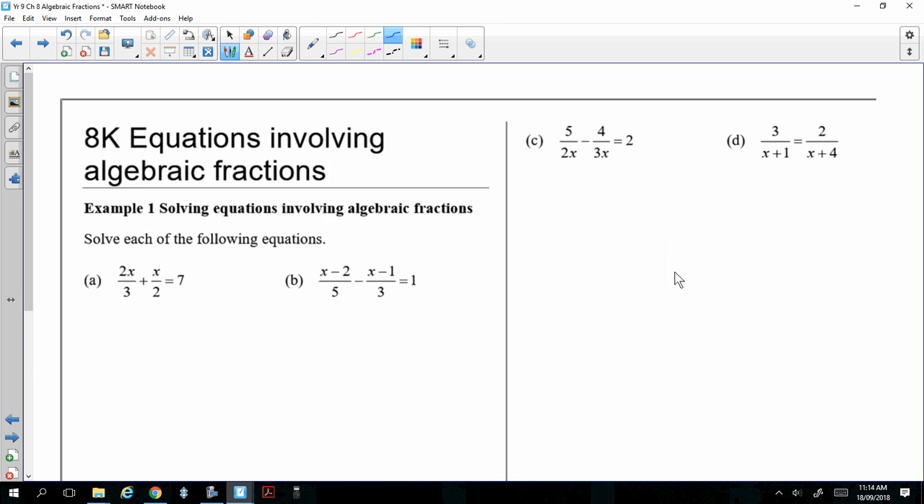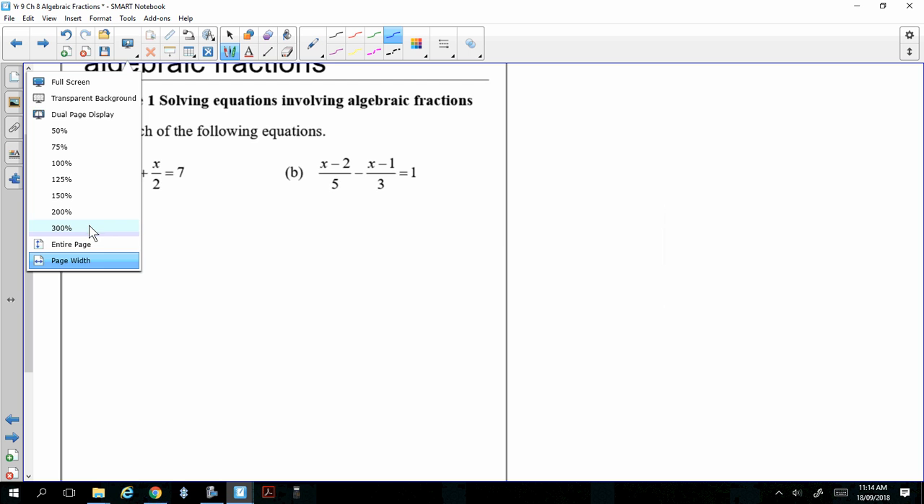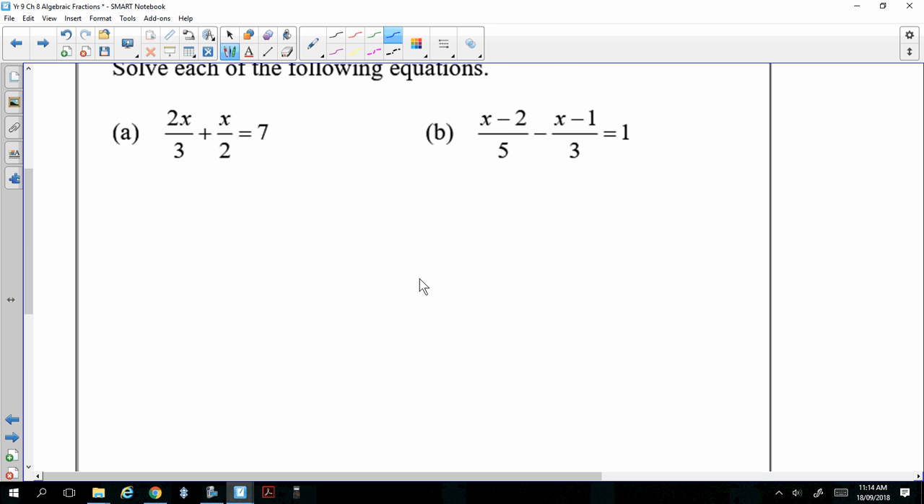So today we're going to learn how to solve these equations. I think some of you know how to solve it. Let's solve the first one. Your first step is to make them the same denominator. So you times both by 2, times this by 3. So you get 4x over 6.